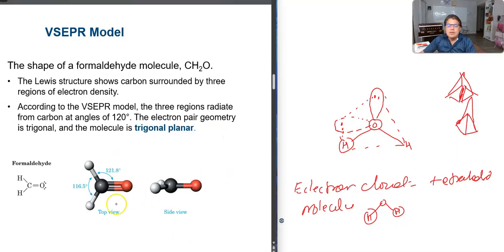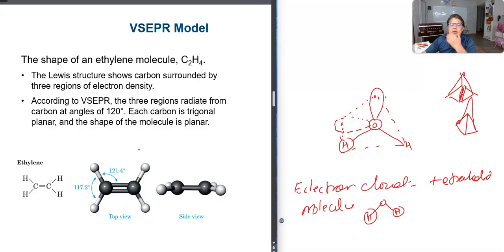Now let's see these examples. The shape of the formaldehyde CH2O molecule. You see CH2O, what does this look like? It is trigonal planar, with an angle of 121.8 degrees, and this angle is 121.8, and the angle between the two hydrogens is 116.5. This is trigonal planar, and this is the formaldehyde structure.